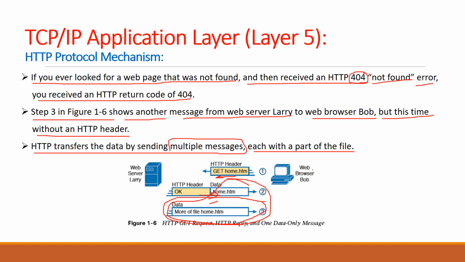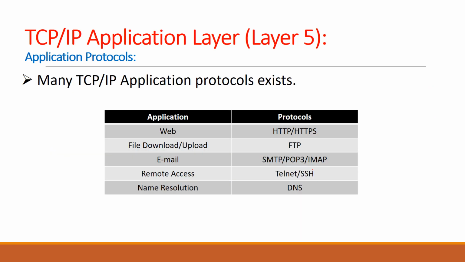Hypertext Transfer Protocol. And here is another example protocol of the application layer that we didn't mention, which is called DNS. This protocol is used for name resolution. Actually, there are many protocols that exist at the application layer. You can search for any application you are trying to do and find the appropriate protocol.